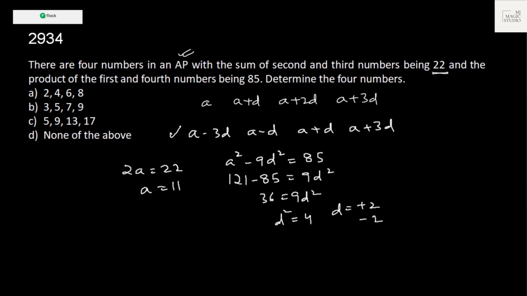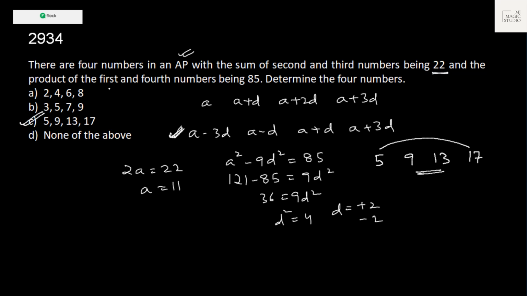Determine the 4 numbers. Now we can find, since we have used this, 11 minus 6 is 5, then 11 minus 2 is 9, gap of 4, 13 and 17. So 9 plus 13 is 22 and 5 into 17 is 85. 5, 9, 13, 17 is the answer.